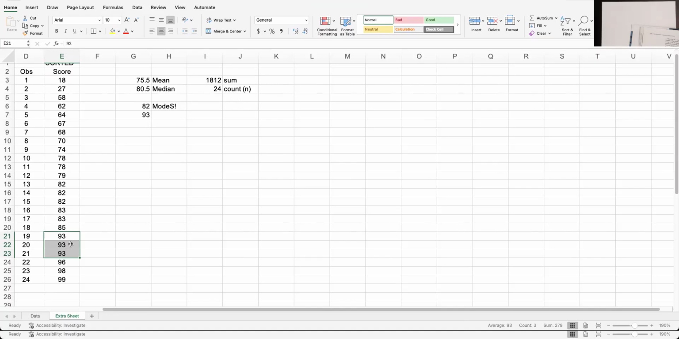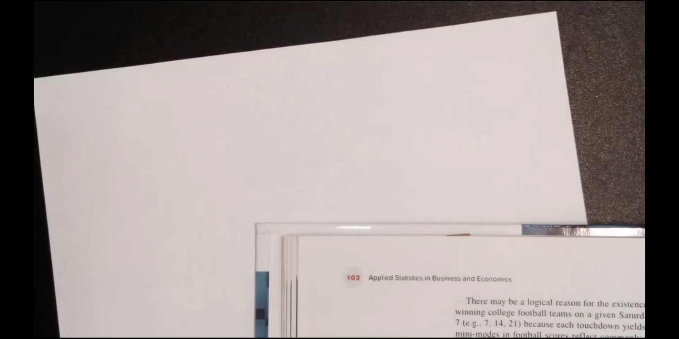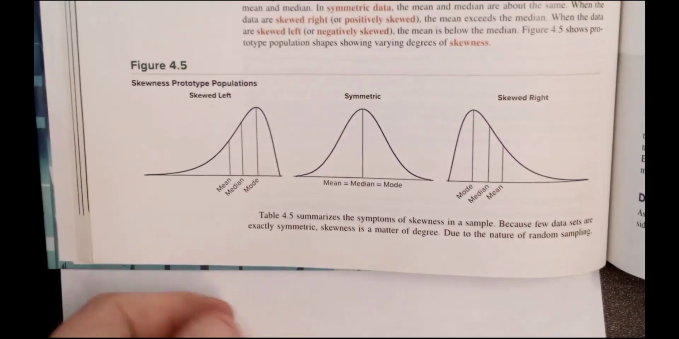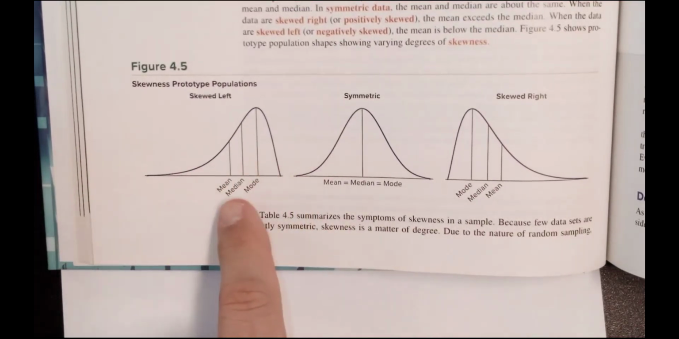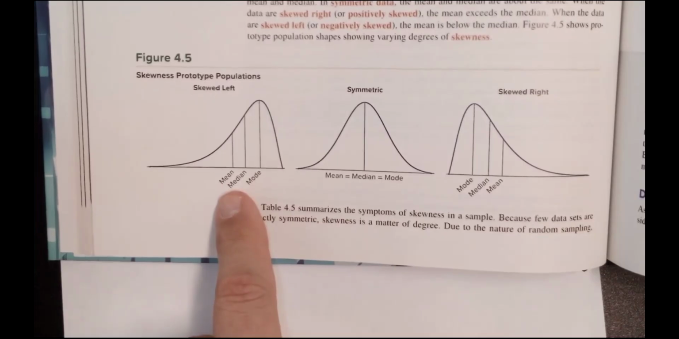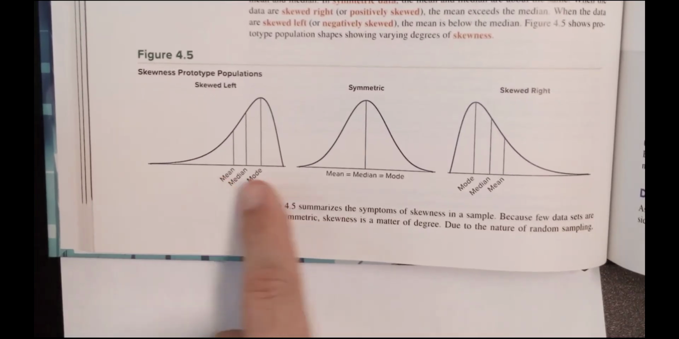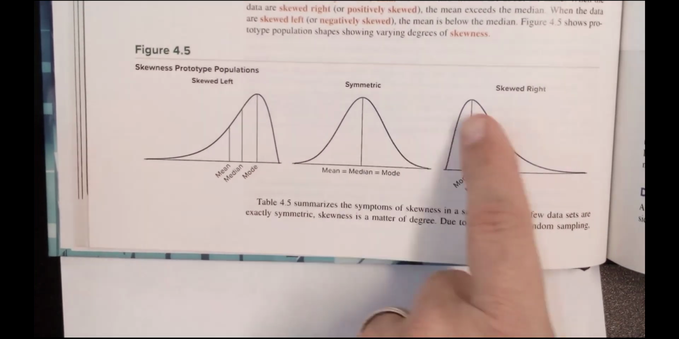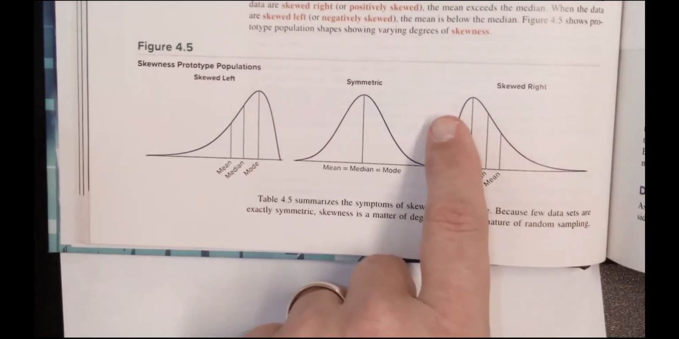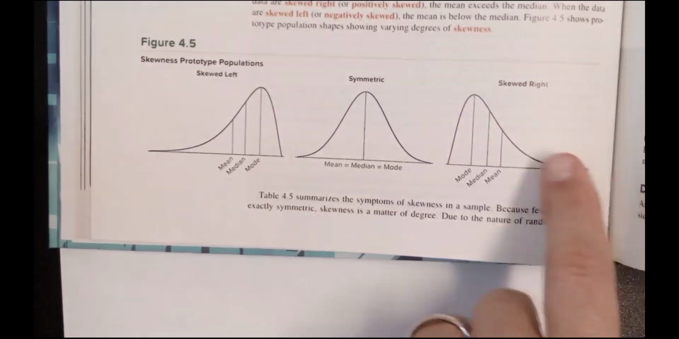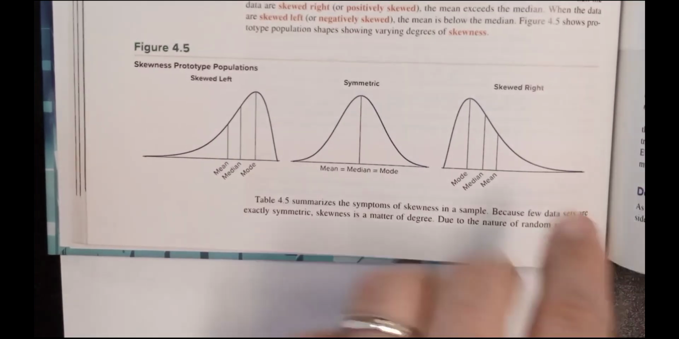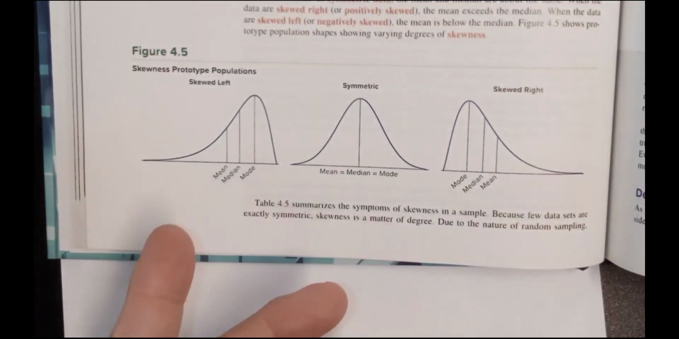Bottom of page 102, we see these pictures. My data is skewed left when the mean is lower than the median, to the left of the median. My data is skewed right when the mean is to the right of the median. That's the direction of the tail. It tells me more stuff is out in this direction, further away from the big mass.